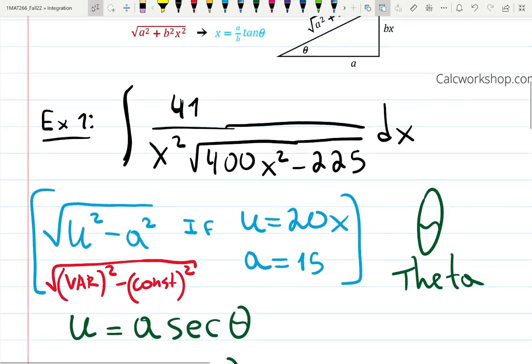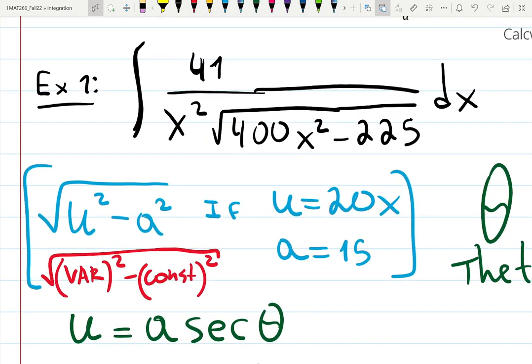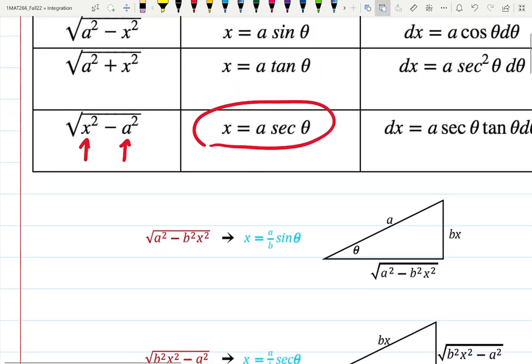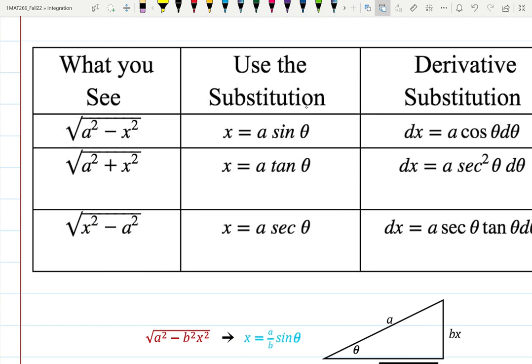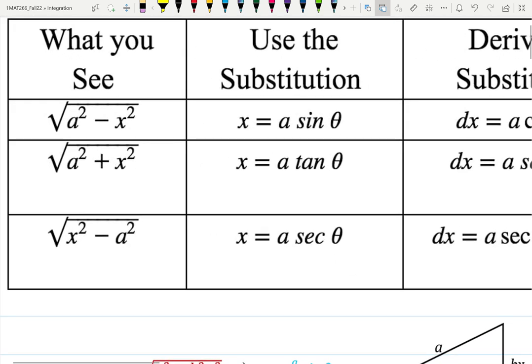So interesting that we decided this was not good enough, and we plugged in secant. Secant squared minus 1, when 225 was factored out, ended up being tangent squared. Inside of the square root, it became just tangent. And we knew that. We predicted this using this substitution. And that's why this table is good, because the square root gives you the shape. If it's input squared minus constant squared, use secant. Reversed, constant minus input, sine. If there's a plus, use tangent.